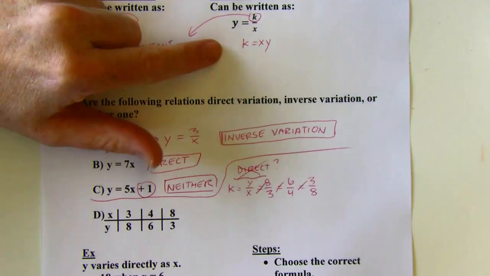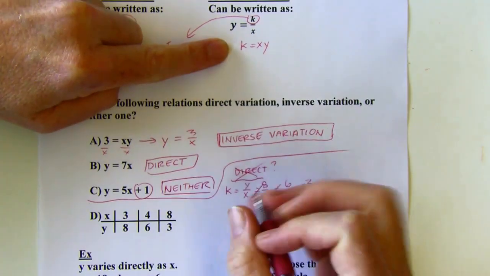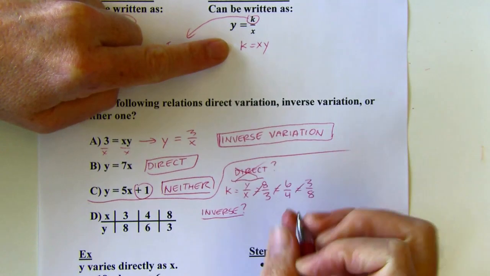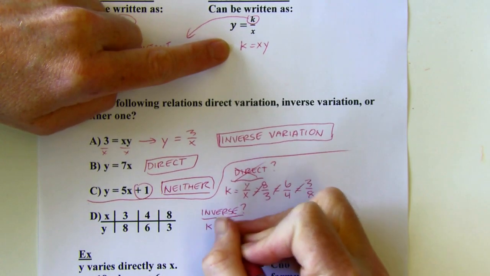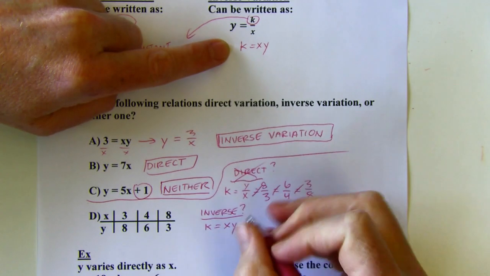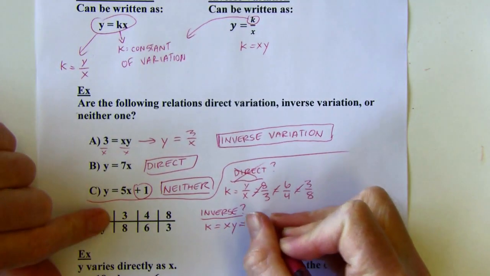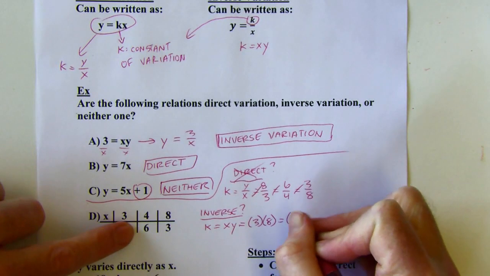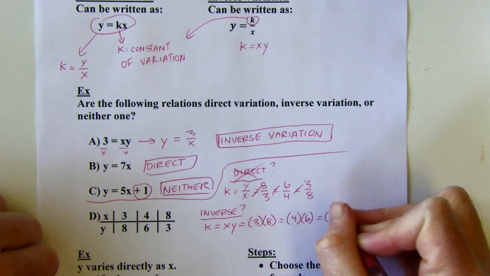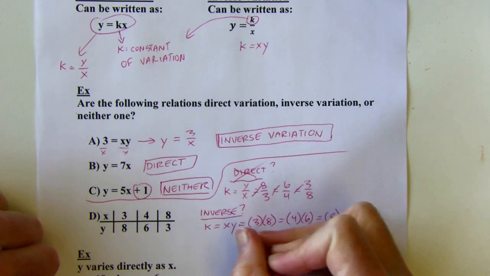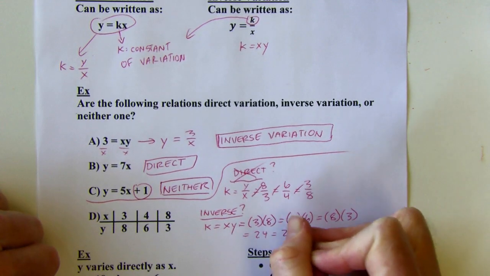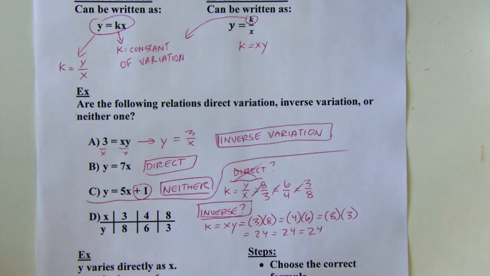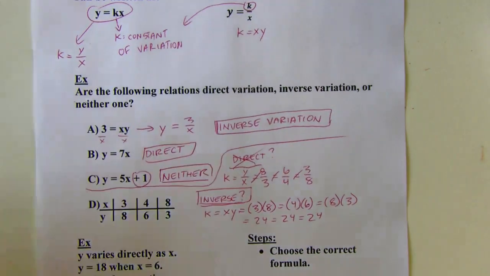So I want to check now inverse variation. I'm going to use the k version. And if this doesn't work, then I'll just say neither. But I'm thinking, do I get the same thing out every time when I multiply the x and the y together? So let's see. 3 times 8 for my first xy pair, 4 times 6, and then 8 times 3. And those all equal 24. So those are all equivalent, and so that means I have a winner here. This one is inverse variation. Okay. All right.